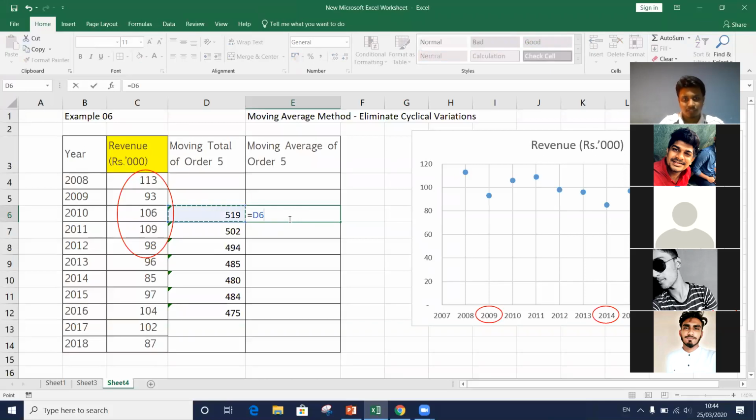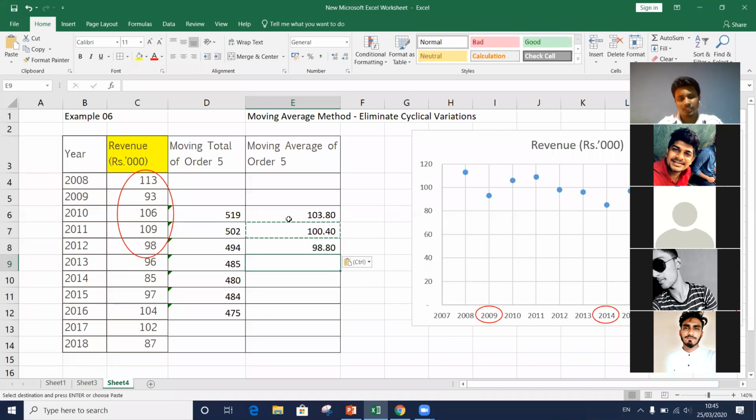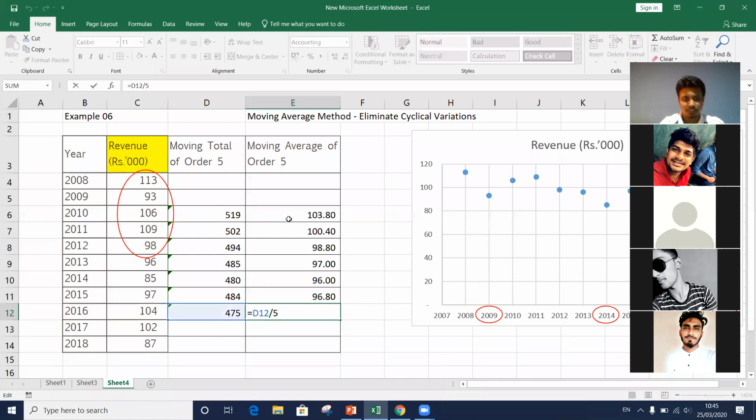Then to get the moving averages, this 519 needs to be divided by what value? 5. It needs to be divided by 5. So the moving average is 103.8. 502 needs to be divided by, again, order 5, giving 100.5. Then 98.8, 97, 96.8, 97, and 95.